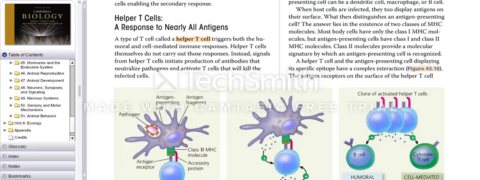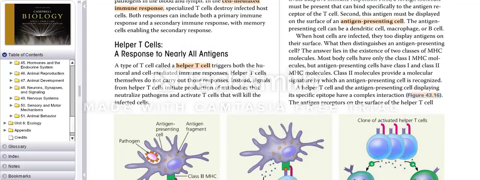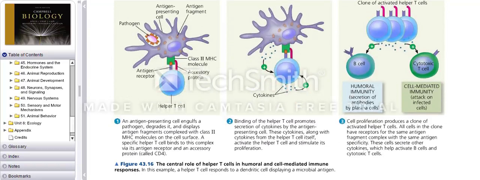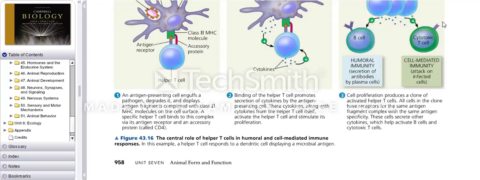Now, before we move on to the next page, let's take a look at this figure. So this is the role of helper T cells, as you can see in the description. In the first picture, we have the endocytosis of the pathogen by a host cell, and it degrades it, presents it. The helper T cell then binds to it and secretes cytokines, which then initiate the humoral and cell-mediated responses from the immune system. So the next page actually has more information about this.